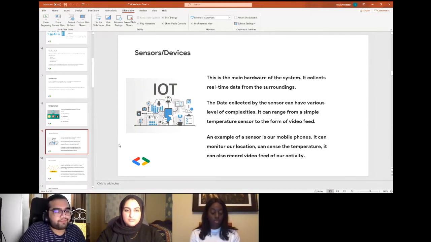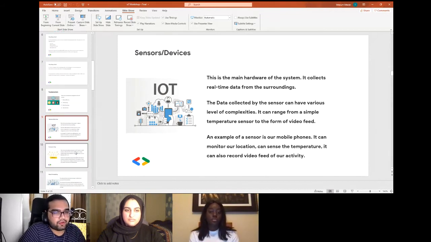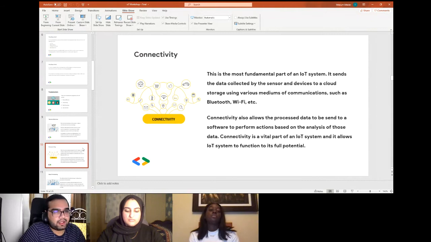We have an IoT device on our hands all the time. It is our mobile phones, which can collect data such as our temperature, surrounding temperature, and also the location, and can also record videos. Connectivity. This is the most fundamental part of the IoT system.